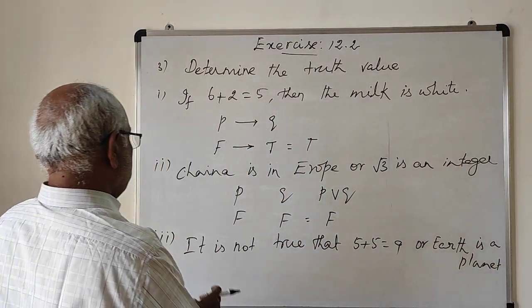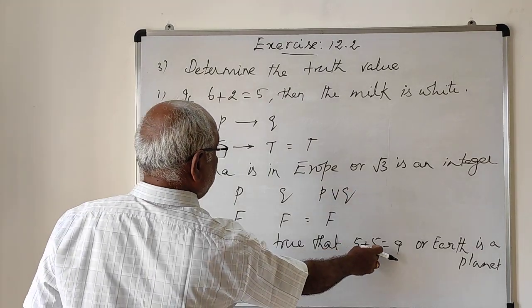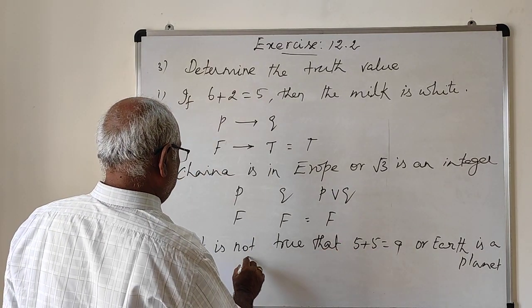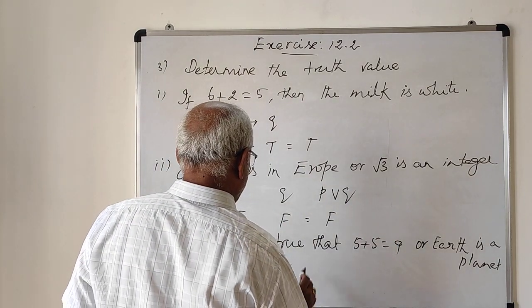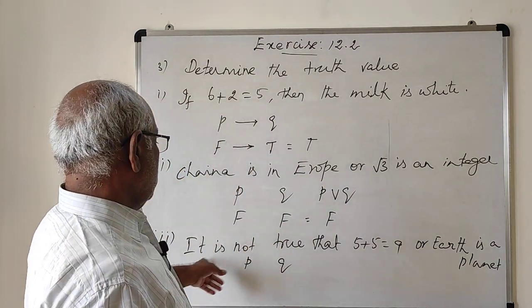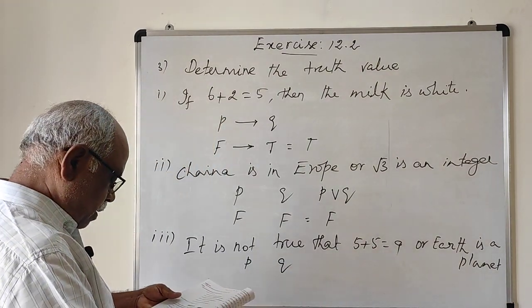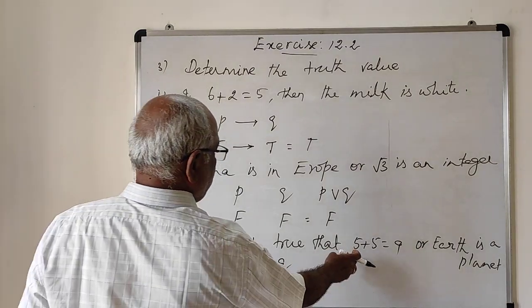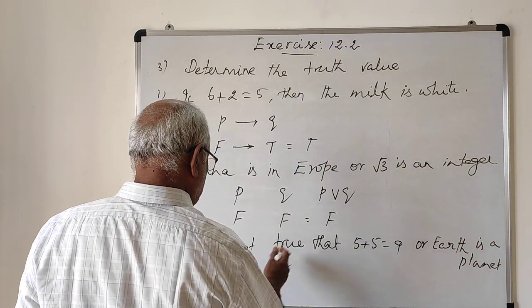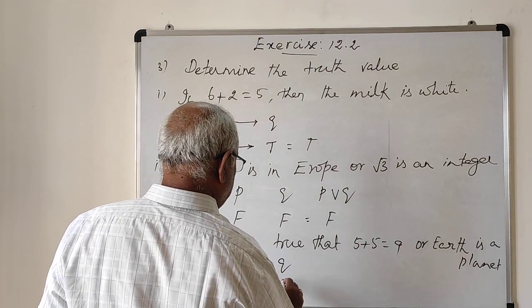In this statement also, it's a compound statement. It is not true that 5 plus 5 equal to 9, this is P. Earth is a planet is Q. 5 plus 5 equal to 9 is false. It is not true, therefore this is true. And Earth is a planet is also true.